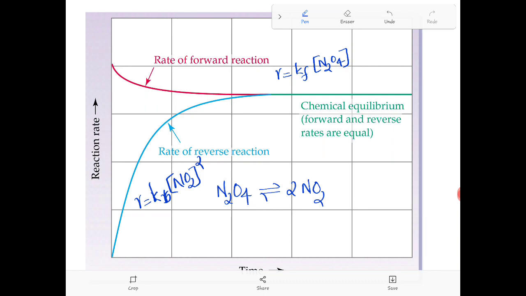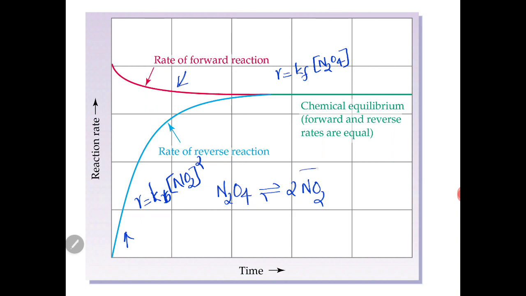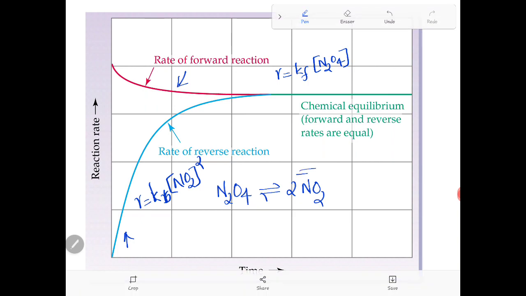So here we have taken N2O4 as the reactant. The decrease in molar concentration is reflected in the rate of the reaction, because as the molar concentration of the reactant decreases, the rate of the reaction also decreases. So that's what you have seen over here. The rate of the reaction is decreased. At the same time, as the molar concentration of NO2, the product over here, increases, the rate of the reaction also increases.